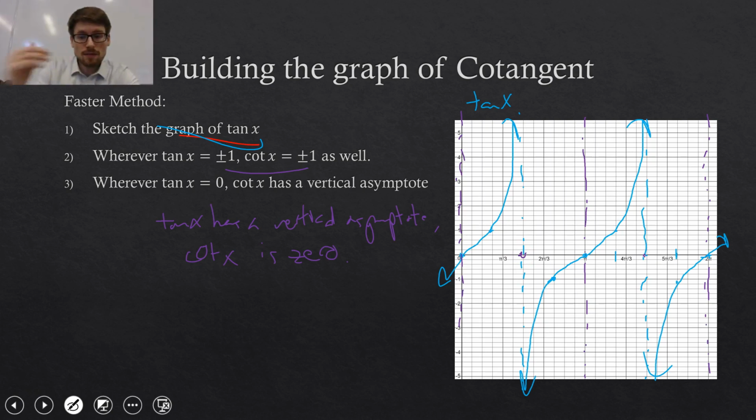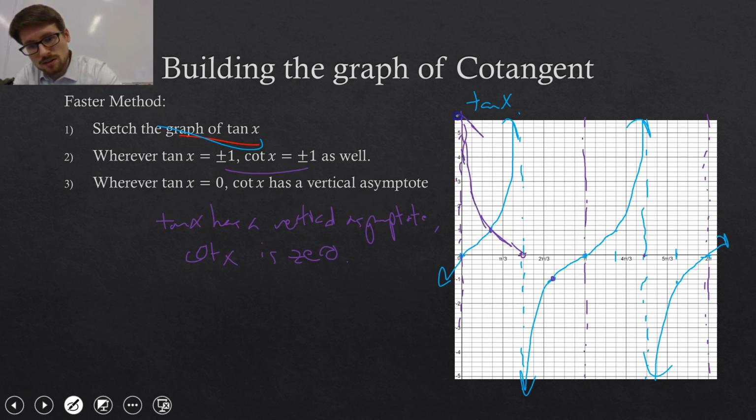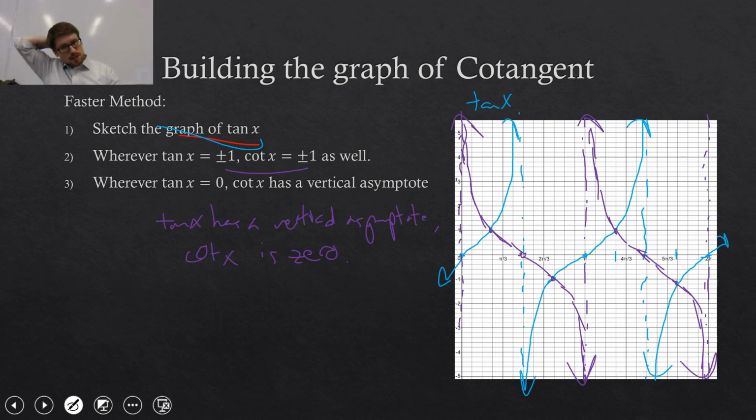Okay, and then we have the other points. When the tangent is 1, cotangent is 1. Fantastic, so we'll go through there. When the tangent is negative 1, the cotangent's negative 1 as well, so we're going to go through there. And then we'll just go ahead and sketch this curve in all nice towards the asymptotes, there and there, up to infinity. Fantastic. So that's the graph of cotangent of x based off of the graph of tangent.